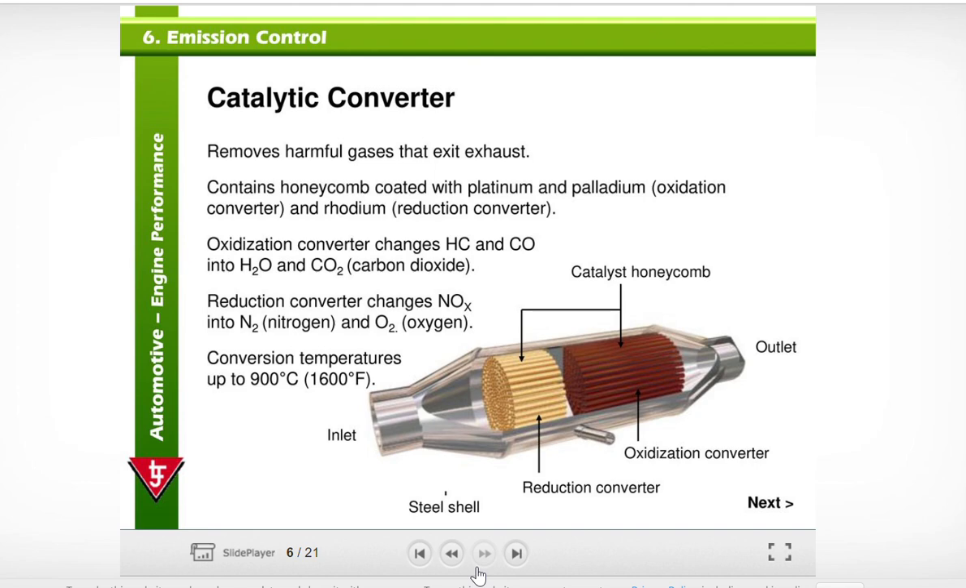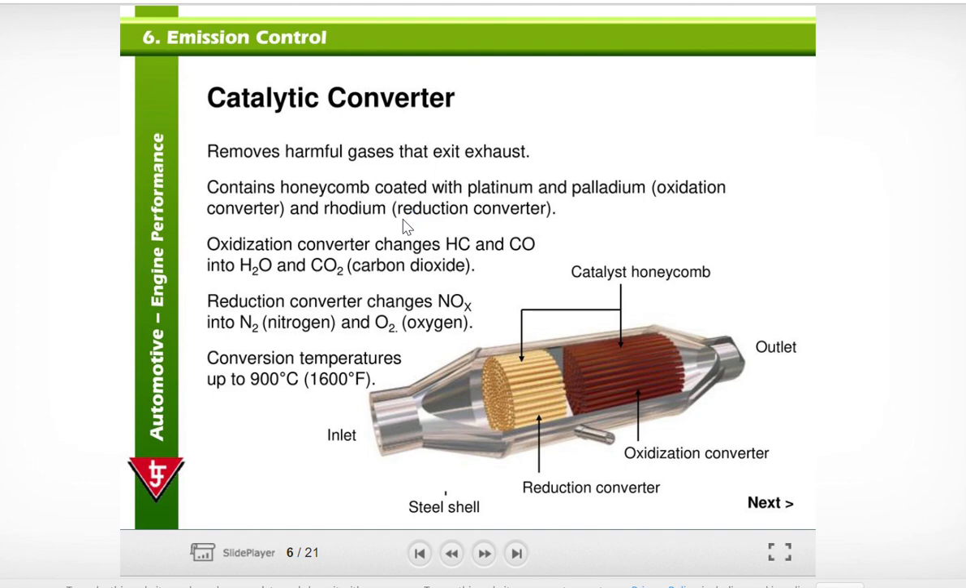Now, inside the catalytic converter, as you can see here, we have the metal case, and inside it is a honeycomb made from a ceramic material, but the two of them are coated with minerals that are either the reduction catalyst or the oxidation catalyst. Where we have the oxidation catalyst, the minerals are platinum and palladium, and where we have the reduction catalyst, we have rhodium in its place.